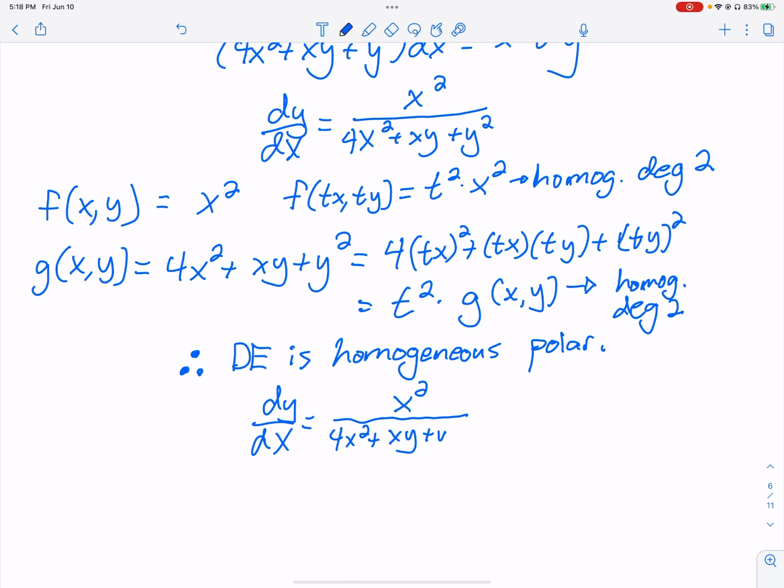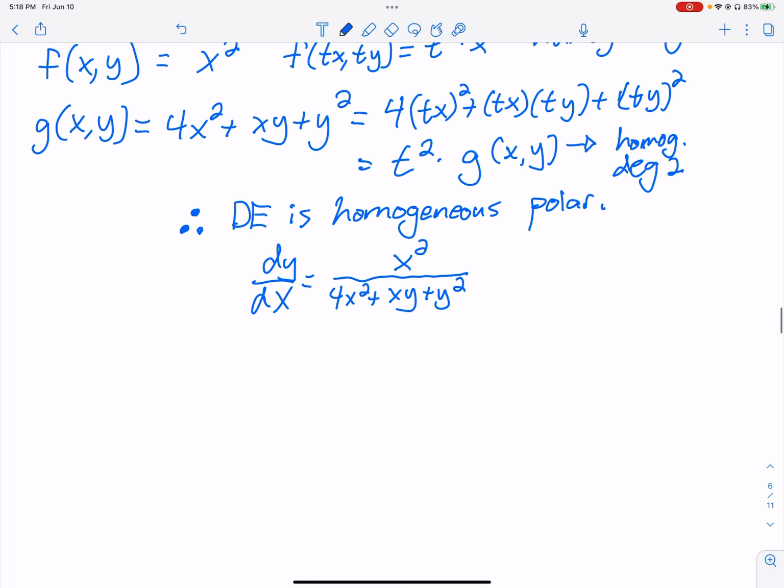And I'm going to make a substitution. The substitution I'm going to make is I'm going to let y equal v times x. I'm trying to come up with a solution for this. So that's going to be my solution. I'm going to try to find v, work it out. Once I get v, I can find y.